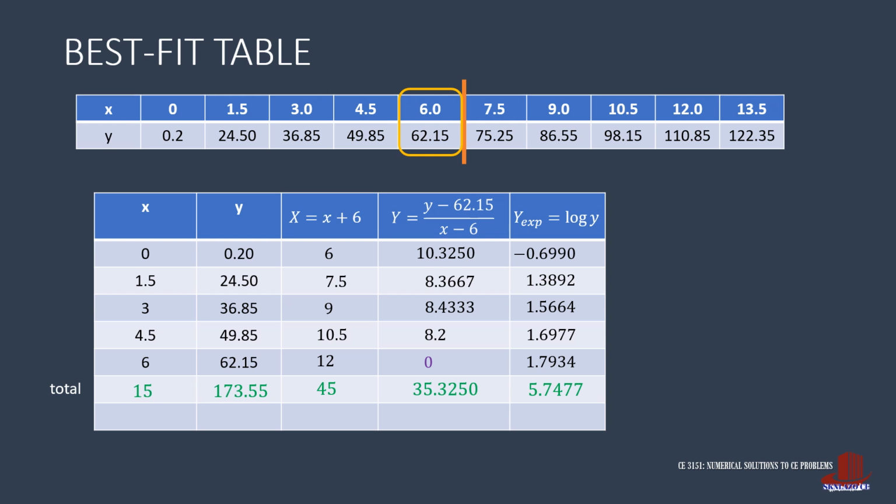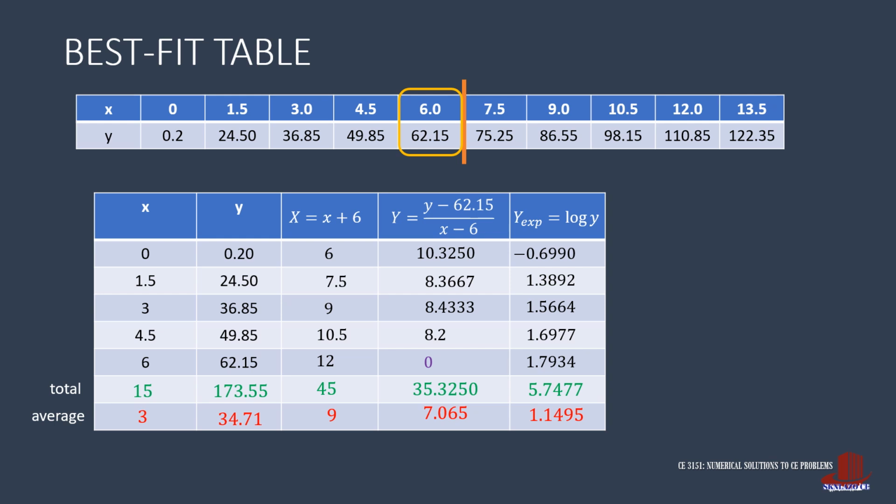Then since there are 5 data points involved in the first table, we can divide all total values by 5, giving 3 for x and 34.71 for y. Also 9 for capital X and 7.065 for capital Y. And then, y for exponential curve is averaged at 1.1495.